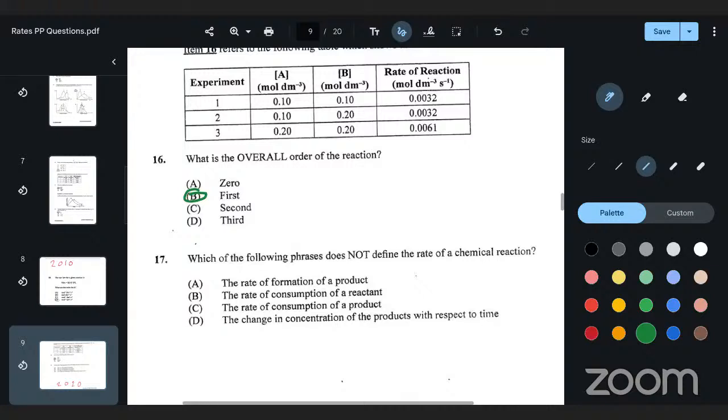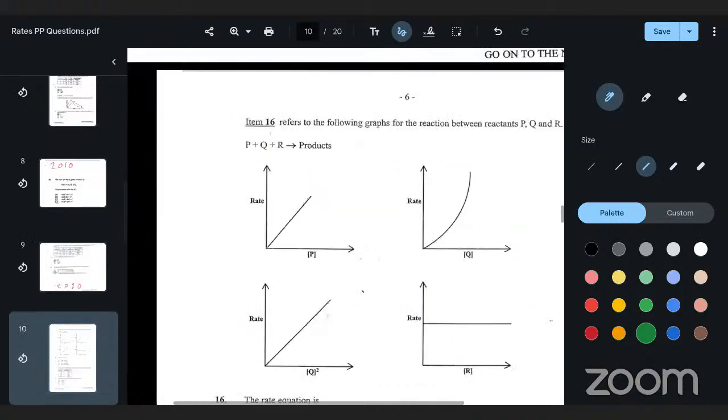C, sir. All right. Because for A, basically, in defining rate, we should be able to measure it, right? So we can measure the rate of formation of a product or the rate at which our reactant is consumed. But the product is not consumed, it is the reactant that is consumed. So you are correct. It's C. All right.